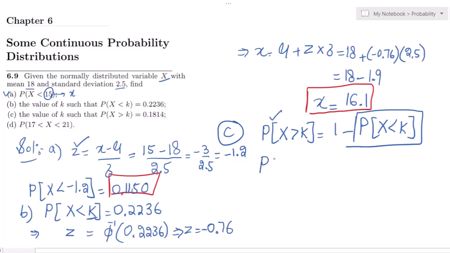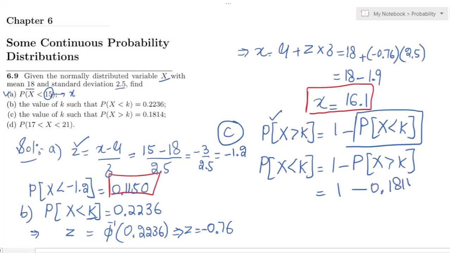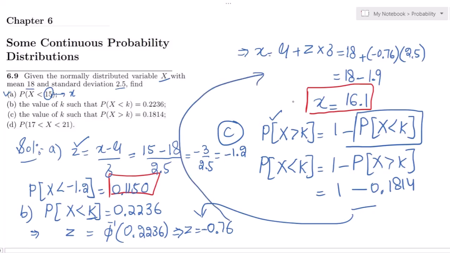So the probability that x is less than k would be 1 minus the probability that x is greater than k, writing in this value. So it is 0.1814. Once you find this value, you have to process it again by this formulation. You have to find the value of z, and after finding the value of z, you use the same procedure which we followed for part B of our question. Okay, so that is part C.